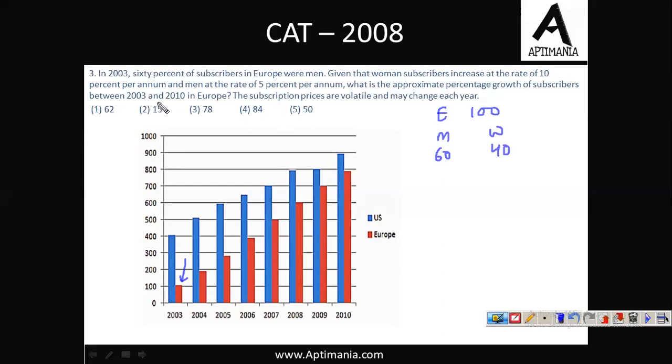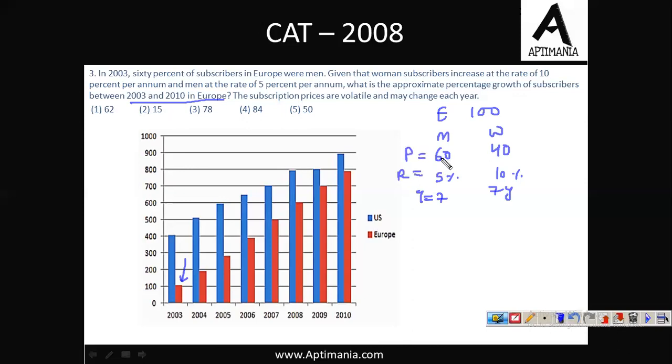Women subscribers increase at a rate of 10% per annum, and men at a rate of 5% per annum. What is the approximate percentage growth of subscribers between 2003 and 2010 in Europe? Now this is a span of 7 years. But time is basically 7 years in both the cases. This is the rate. You can say this is the principal value.